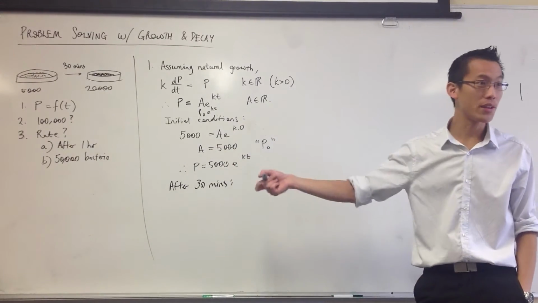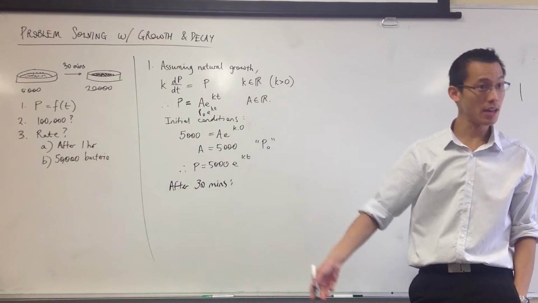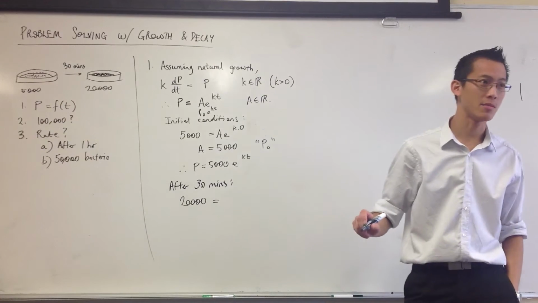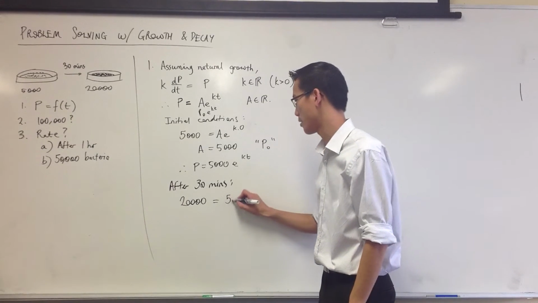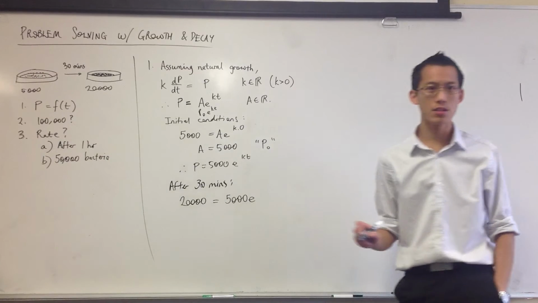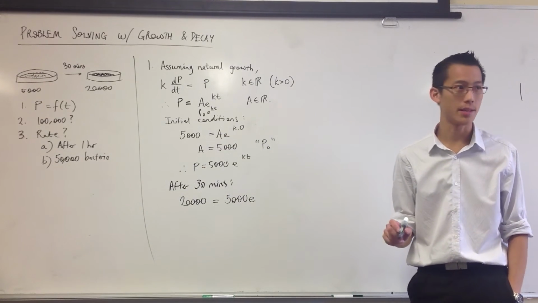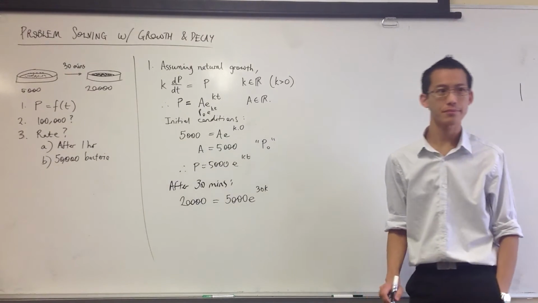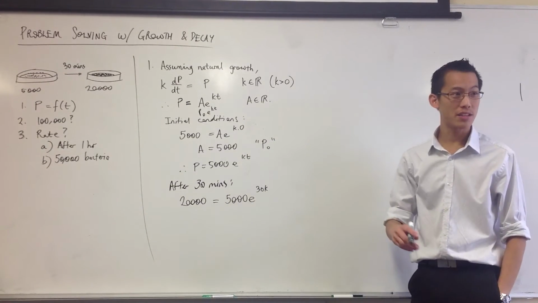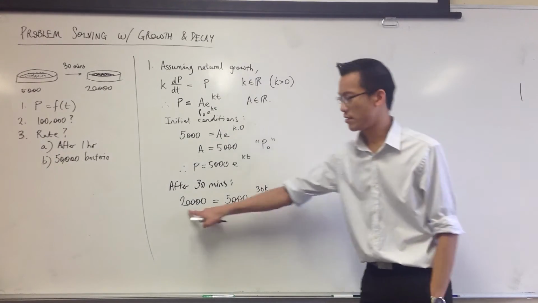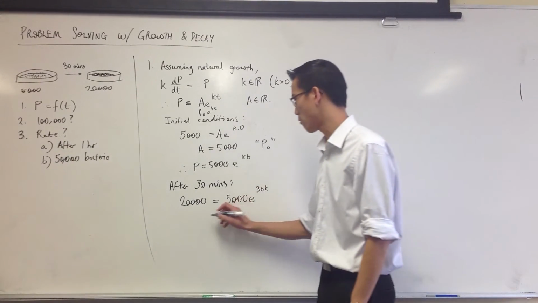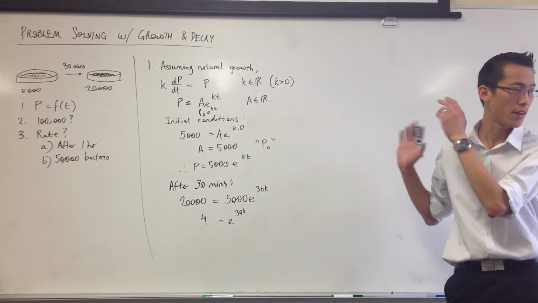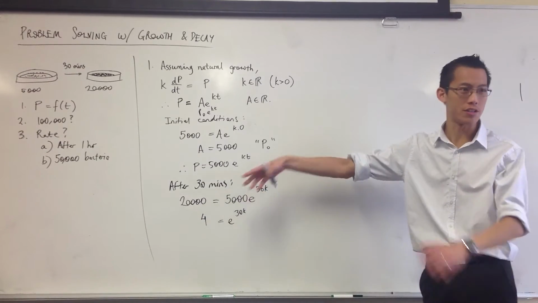So I'm going to say the population at this point is now 20,000. Don't need to say A anymore because I know exactly what A is. That's 5,000. And this will be e to the power of kt. T is 30, so therefore I'm going to put in 30k up here. We want to make k the subject, so just a little bit of work to get there. Let's divide through by 5,000, so that gives you 4 equals e to the 30k. So now I have k up here on its own as the only value left.